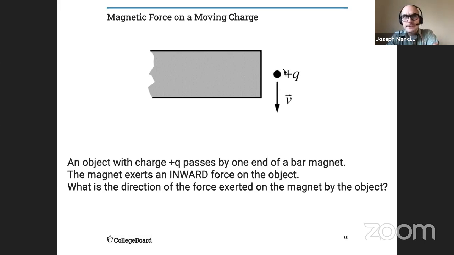The magnet exerts an inward force on the object. What is the direction of the force exerted by the object? Oh, that's a Newton's third law question. Always be ready. No one ever expects Newton's third law to show up in a magnetism question, but it's perfectly likely to happen. Newton's third law says, if the magnet exerts an inward force, the object exerts an outward force.